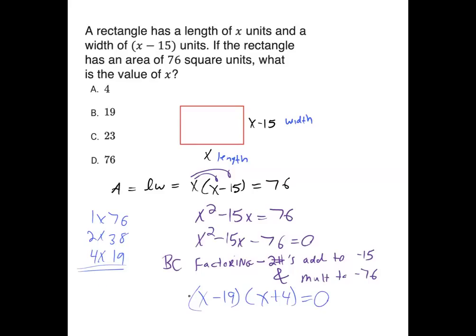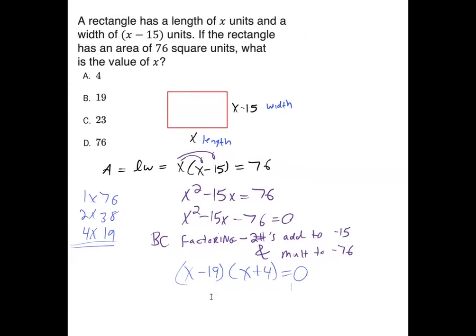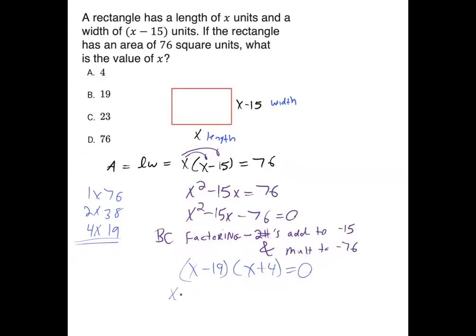And so now we have two numbers that add to negative 15, negative 19 and 4, multiply to negative 76, negative 19 times 4. And now we can use our zero product rule that says that if these two things multiply to 0, that can only happen if one of them is 0. So we'll set each one equal to 0. That's the zero product rule. And when you solve each one, you get 19 or you get negative 4.